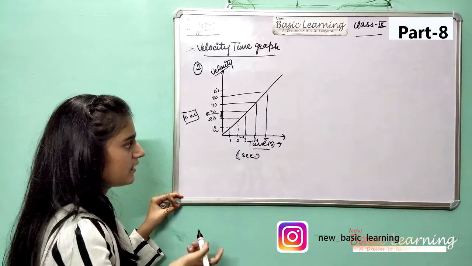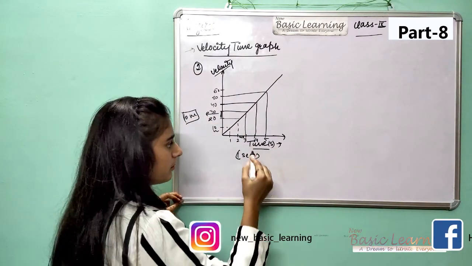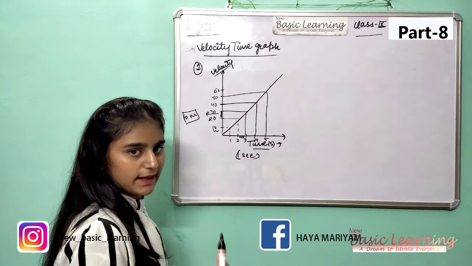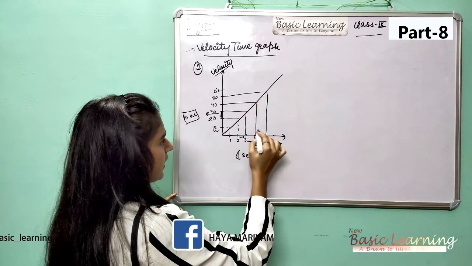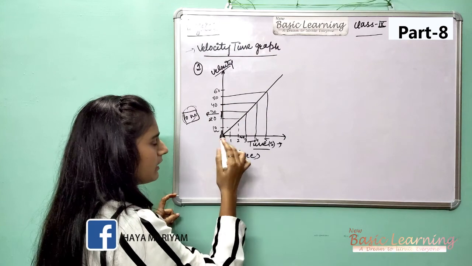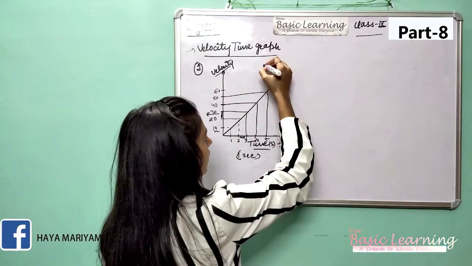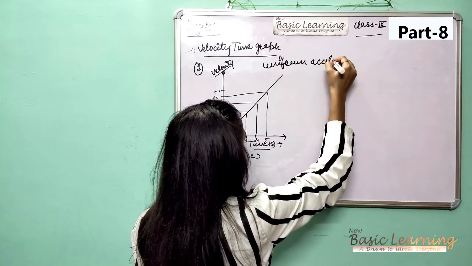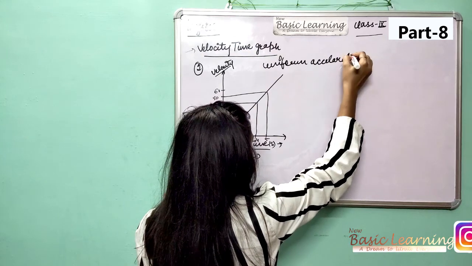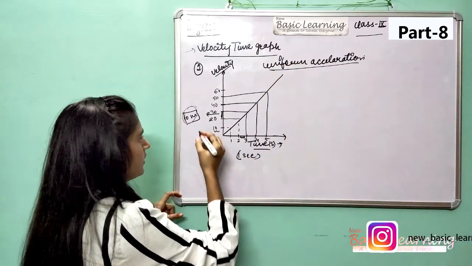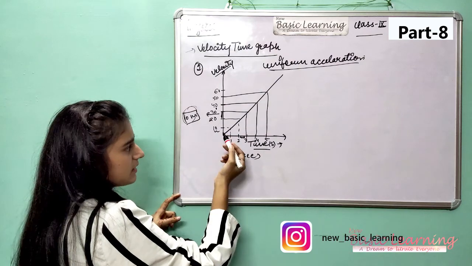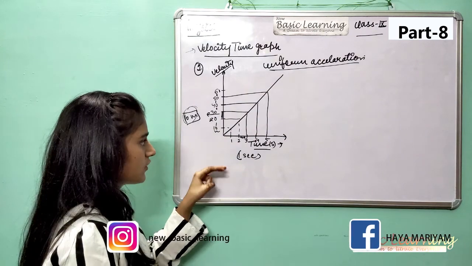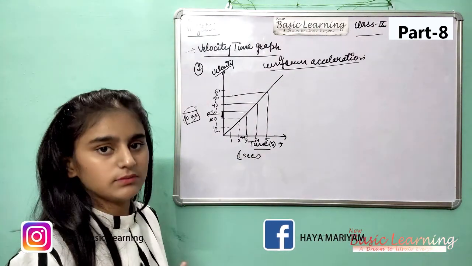Now we see that in every time period, the change in the value of velocity is 10 or something else. If we get the same 10 meter in every part, then this is the condition of uniform acceleration. Here the gap is 10, here also 10, here also 10, and here also 10. So this graph shows uniform acceleration.